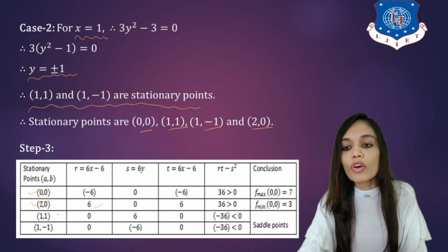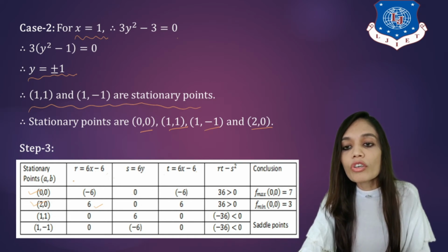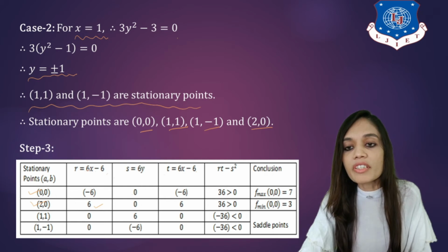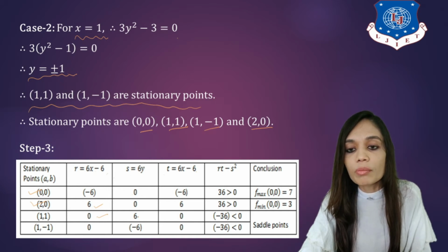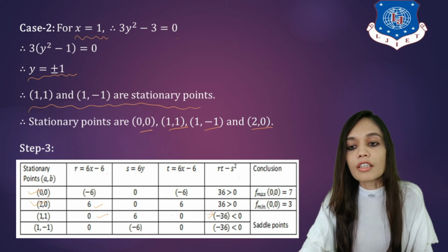Next let us put 1 comma 1. So if you put x as 1 in this it will be 6 minus 6 which will be equal to 0. Next put 1 in this, so s will be equal to 6. Lastly this will be same, that is 0. Finally find rt minus s square. So it will be 0 minus 6 square. So we will get answer as minus 36. Similarly lastly put 1, minus 1.